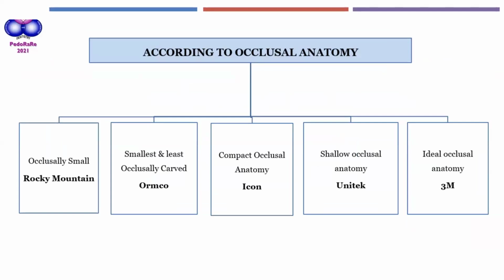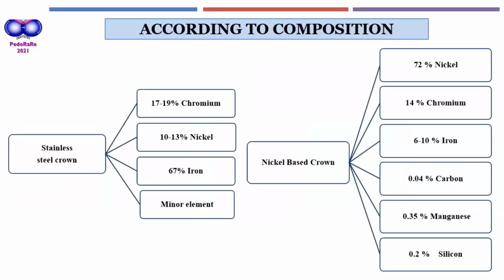Now, according to the occlusal anatomy, initially the occlusal surface was very small, which was introduced by Rocky Mountain: smallest and least occlusally carved. Compact occlusal anatomy, Ion. Shallow occlusal anatomy, Unitek. And now we have beautifully ideal occlusal anatomy by all the companies like 3M and so many Indian companies. It's a privilege for all the students to work with today's stainless steel crowns.